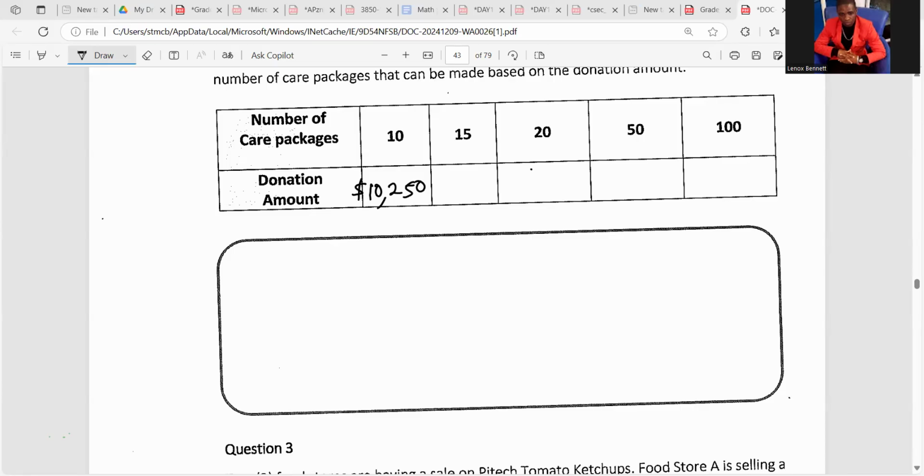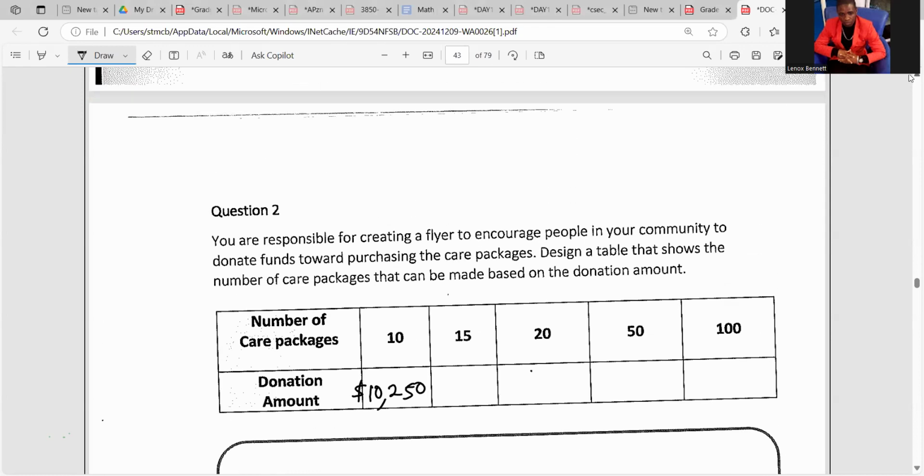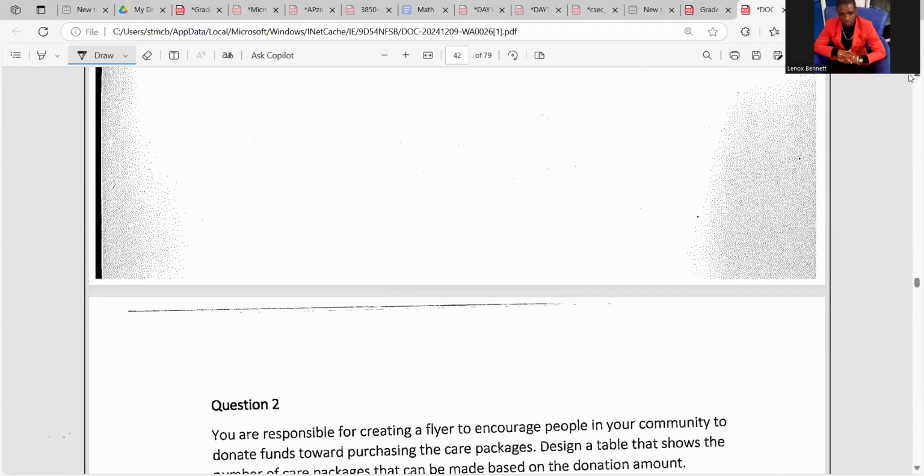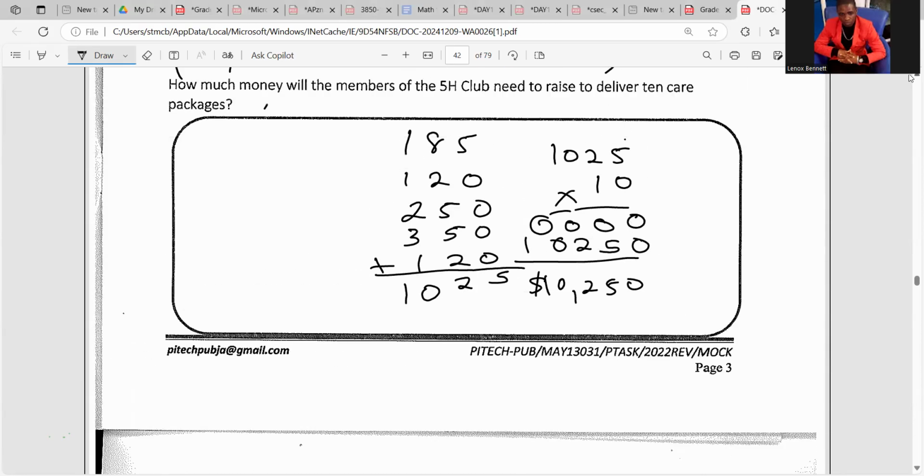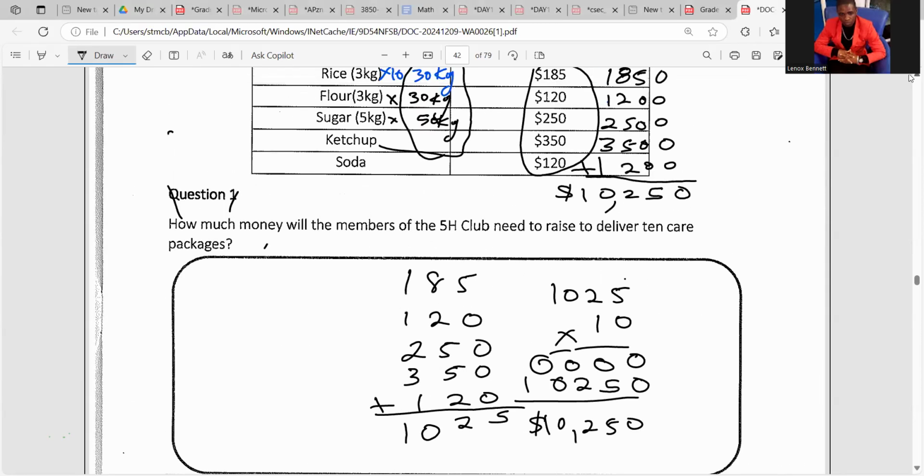All right, so somebody says, sir, I don't understand. So let me explain again. We know the cost for one of the care packages, right? Because we had worked it out up there. Just give me a second, guys. This is the cost of one care package here, right? This represents one care package.